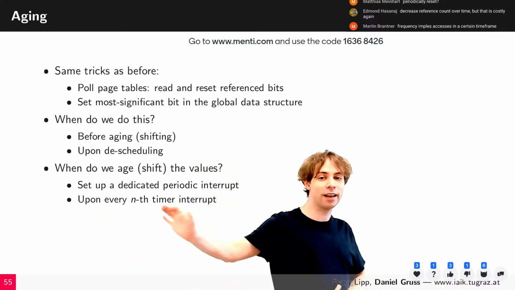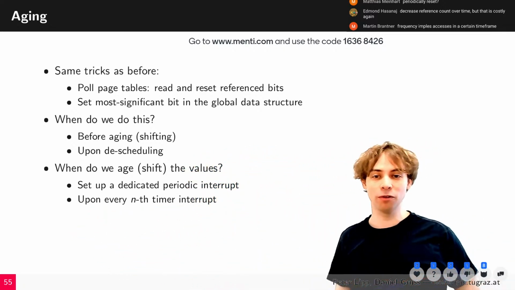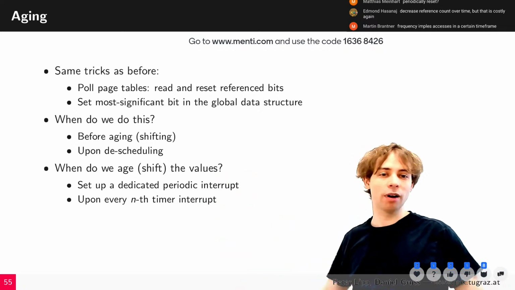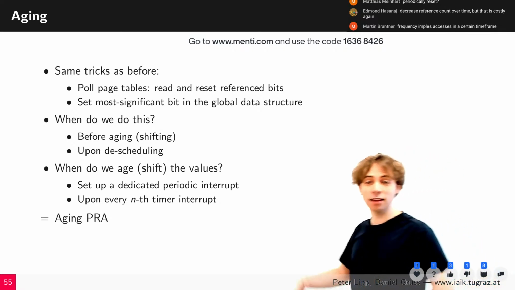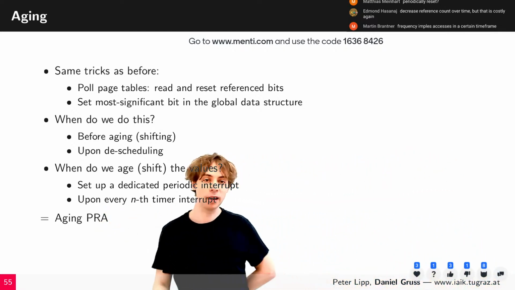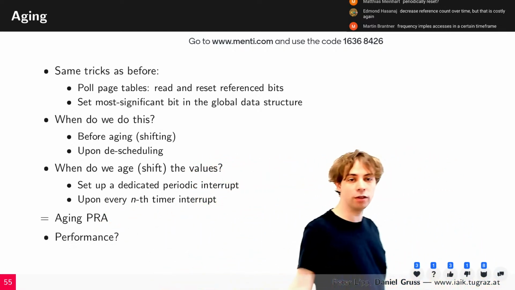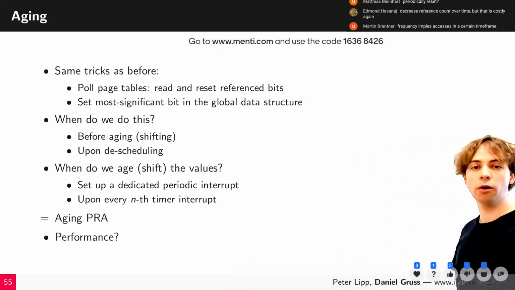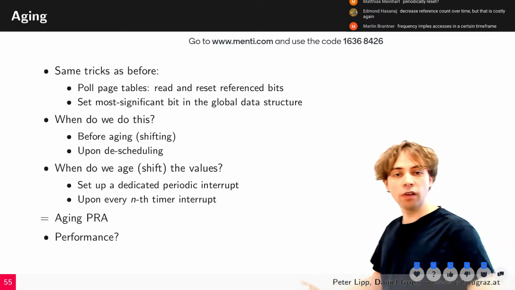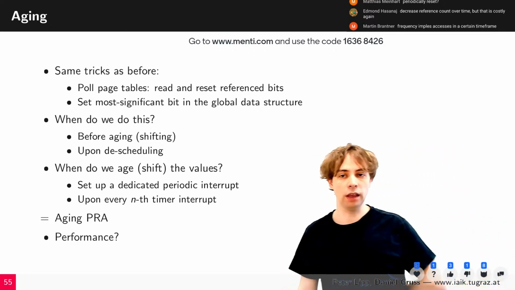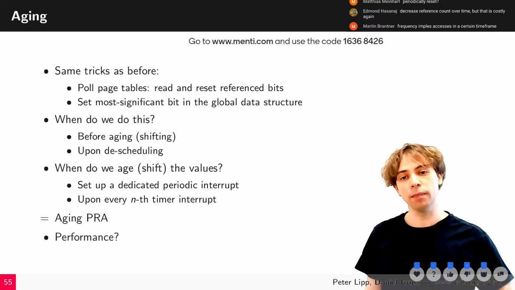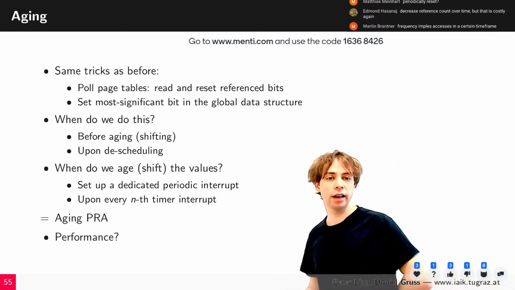Upon every nth timer interrupt would be one idea how to do that. We can also set up a special interrupt for that, but the timer interrupt is also fine. And that gives us the aging page replacement algorithm. What about the performance? The performance of this is generally considered very good, because you get the advantages from the not frequently used algorithm, but without the disadvantages that it introduced.